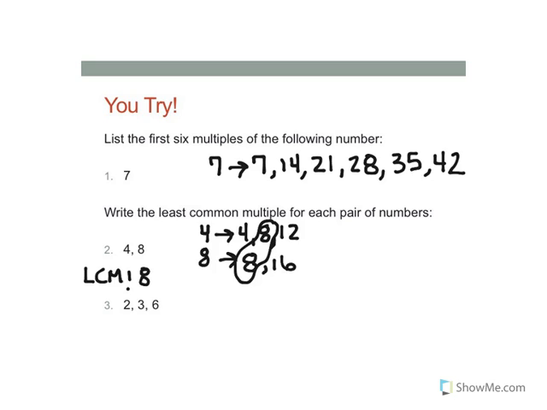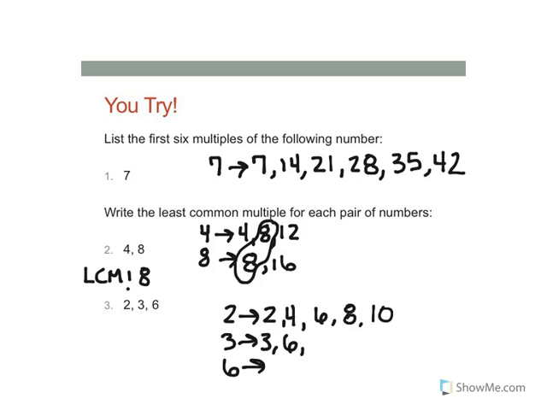Now, let's look at number 3. We need to find the least common multiple for 2, 3, and 6. So I'm going to start listing some of my multiples of 2: 2 times 1, times 2, times 3, times 4, times 5, etc. 3 times 1, times 2, times 3, times 4, times 5. Okay. 6 times 1, 6 times 2, 6 times 3.